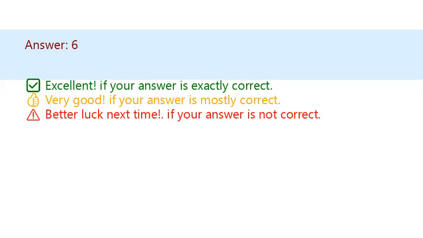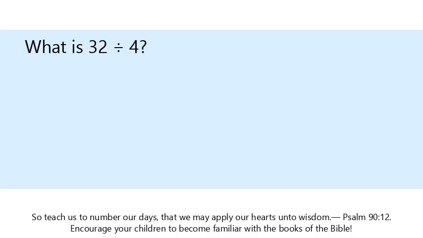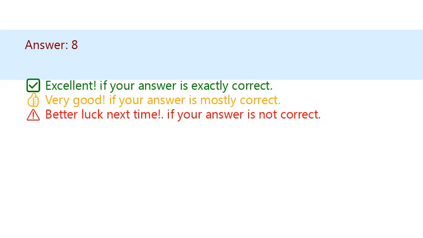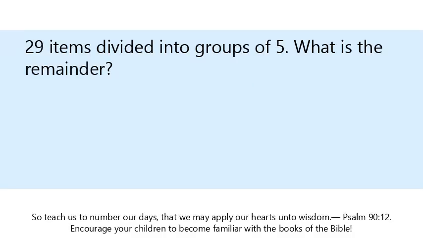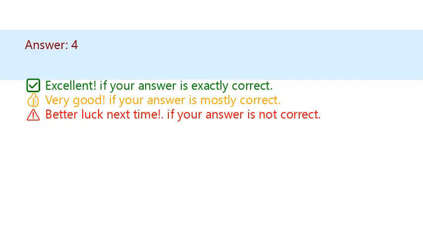Answer, 6. What is 32 divided by 4? Answer, 8. 29 items divided into groups of 5. What is the remainder? Answer, 4.